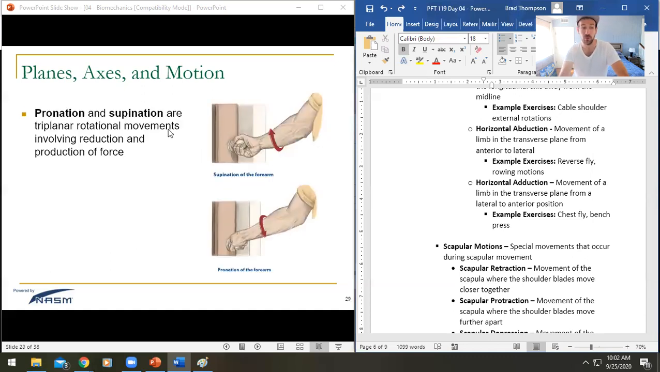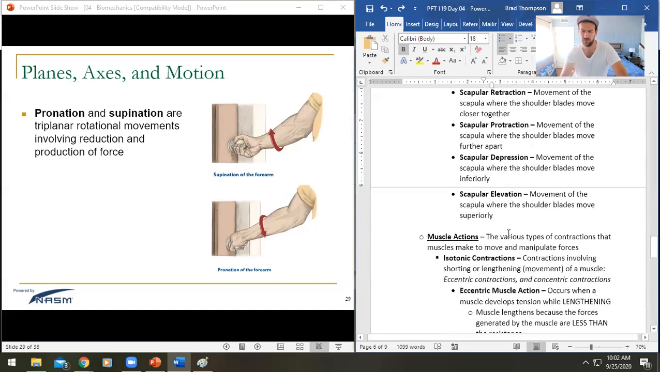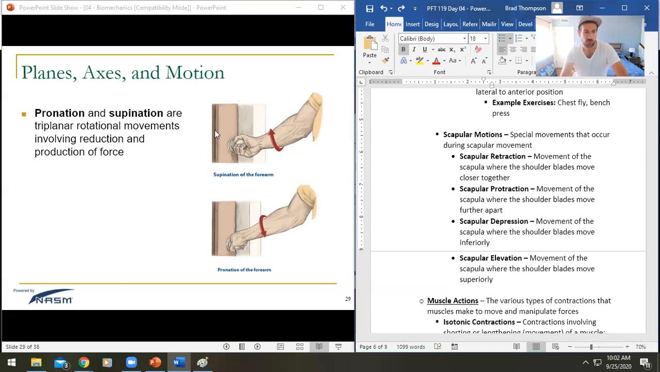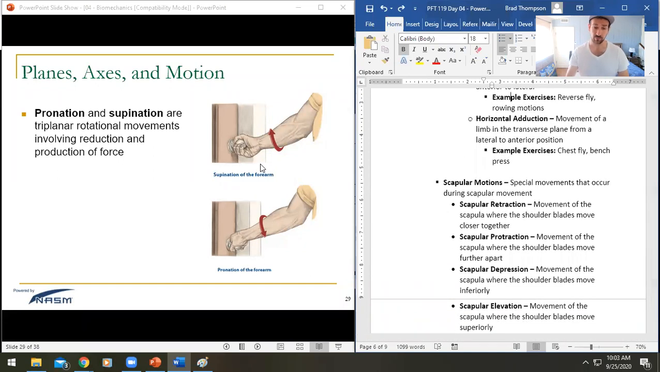Then you get your rotary movements, right? Pronate. No, it's funny. They're not in your notes. They don't really come up. But pronation and supination are rotational movements, right? So pronation and supination, either supinating, producing force, right? Or pronating, reducing force. And so that's what we're going to see there.